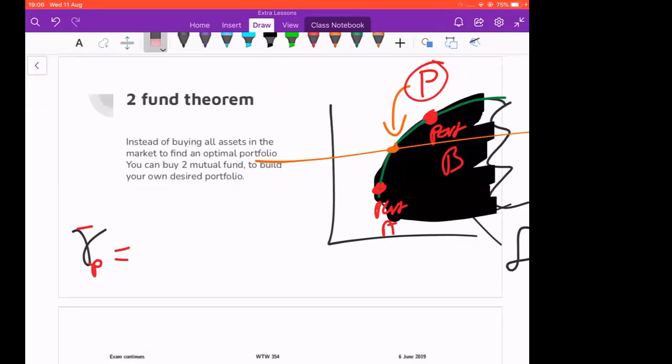This is the weight for A, times the returns for A, plus 1 minus the weight of A, for B, because there are two, you can write it this way. And then the returns for B, right?